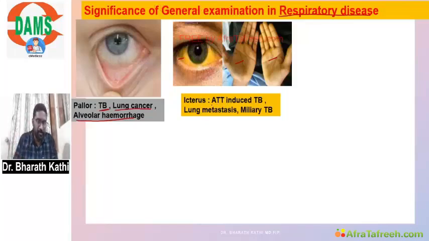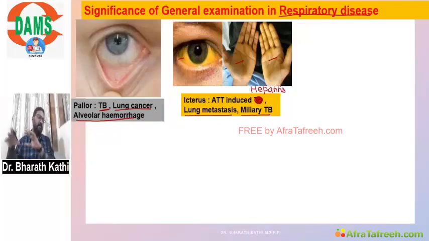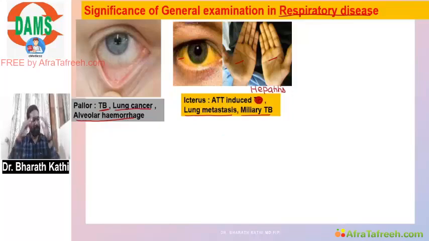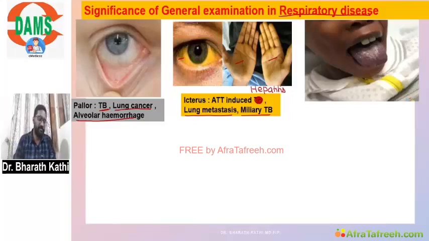It can be due to ATT-induced hepatitis. The anti-tubercular drugs can be responsible for hepatitis and can cause icterus. Then lung metastasis into the liver can cause icterus. Miliary TB, where there is liver involvement. See, TB can cause everything. TB can cause pallor. TB can cause icterus.